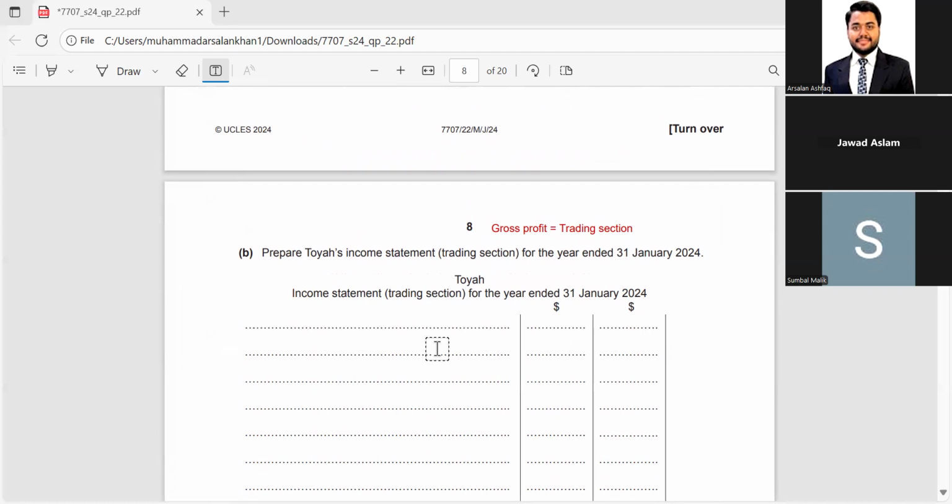Okay, हमें income statement बनानी है over here till gross profit, because they have asked us to prepare the income statement till gross profit. So as per the format, income statement of this manufacturing account will start from revenue. So revenue in this question is how much? 390,100. Okay.